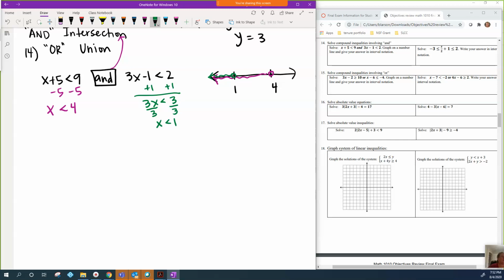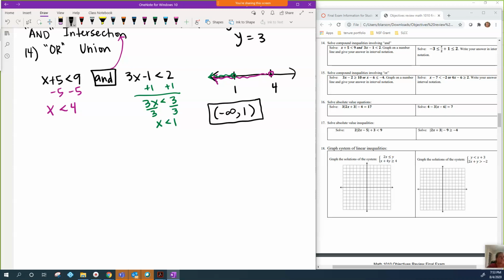I want to know, where do they overlap? So where do these graphs overlap? At 1. So from negative infinity to 1 is where they're going to overlap. We can see that's where both the purple graph and the green graph showed up. And so that is going to be your answer, negative infinity to 1. A lot of times students think if it has this "and" statement, that it's always going to be the stuff in between, but that's not necessarily the case. You've got to graph it to see what you need to do there.